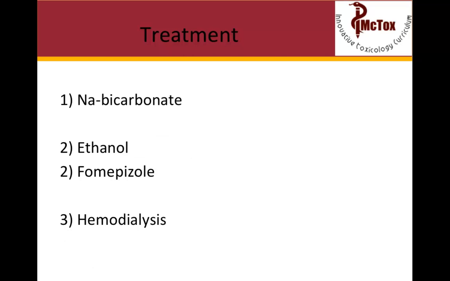We mentioned using fomepizole to block alcohol dehydrogenase, but if it's not available, ethanol can be used as a substitute until dialysis can be initiated. Ethanol works because ADH has a much higher affinity for alcohol and will preferentially metabolize it over ethylene glycol.